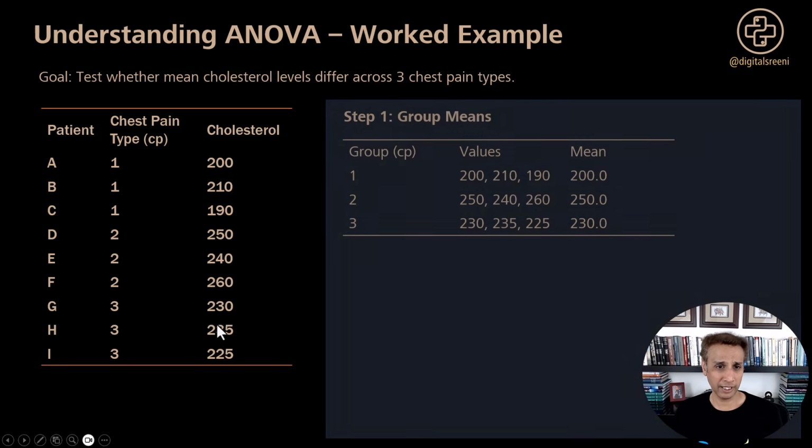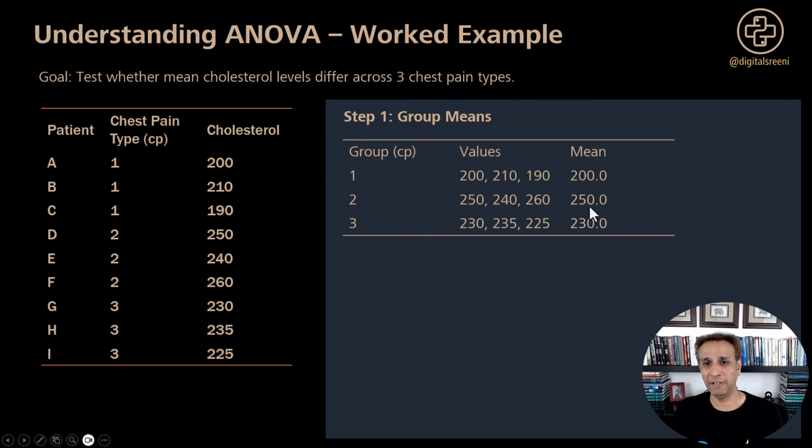Okay, makes it easy for us to follow this. Well, I should have showed you this. Step 1 is group means. We know the group means. Step 2 is grand mean of all the data.